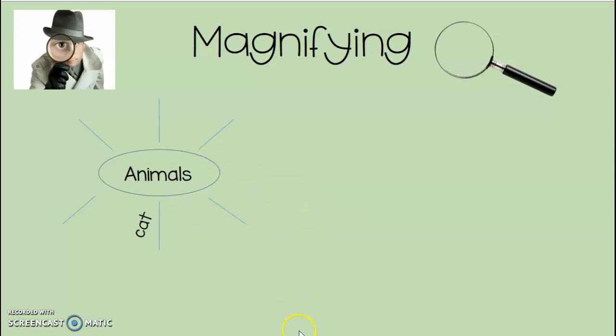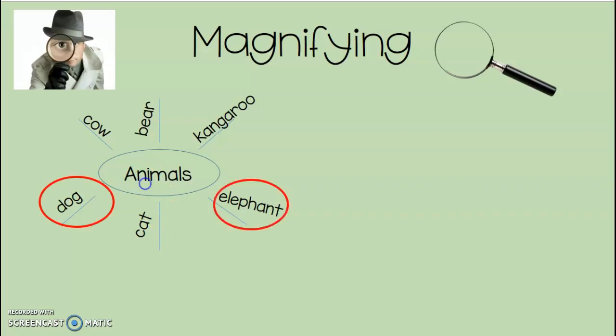Like cat, we said dog, cow, bear, kangaroo, and elephant. Remember, those were just the pictures that we had on the screen before. So this is the way that pre-writing might look, or brainstorming. So then when I put my magnifying glass around it, that would be the same thing as circling the ones that we picked. And we picked dog, elephant, and kangaroo.